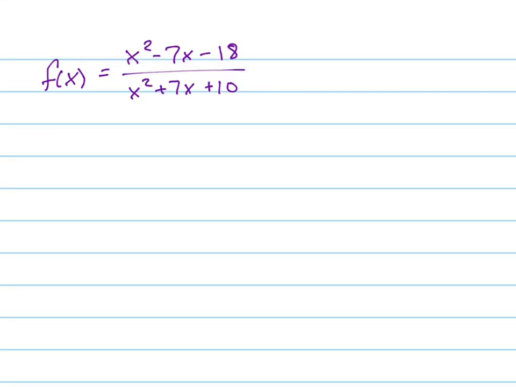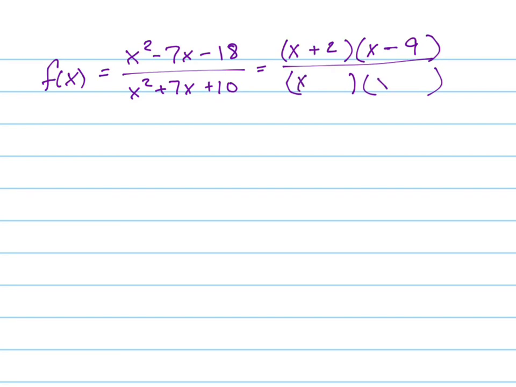So to graph this rational function, you first want to factor if possible. So let's see if that factors. If it does, it's going to be x, and one's going to be positive, one's negative because that's negative. So positive 2 and negative 9. So it's 2 and 9. 2 is positive, 9 is negative. Good. And now factor the bottom.